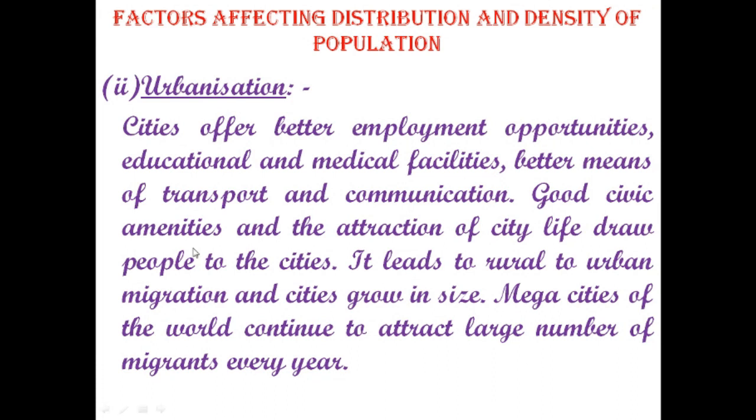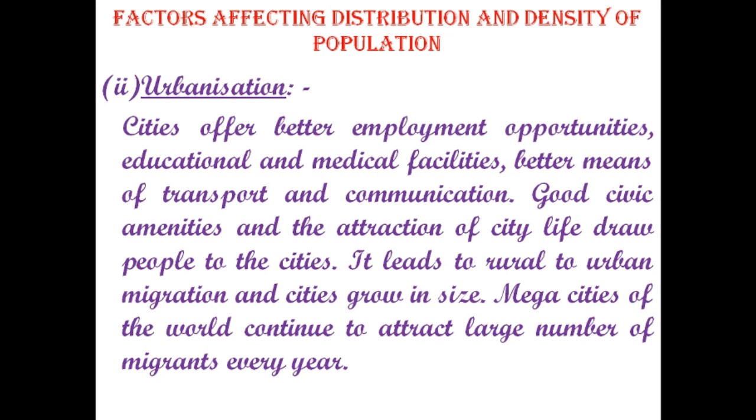Next point is urbanization. Now, first of all, it is very important to know what urbanization is. Urbanization is the increase in the proportion of people living in towns and cities. Urbanization occurs because people move from rural areas to urban areas. It usually happens in developing countries.